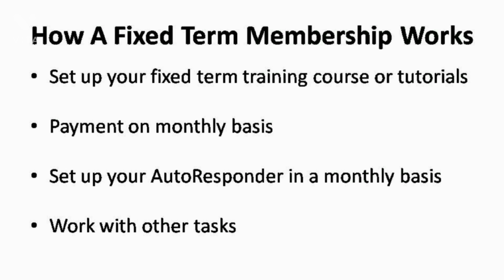To get your subscribers updated, set up your autoresponder follow-up emails on a monthly basis as well. Meaning to say, you will write a series of emails to update them about the latest course. The good thing about autoresponder is that you can schedule them and leave it. The autoresponder will take care of the rest for you. After this, you can work on other tasks as usual.